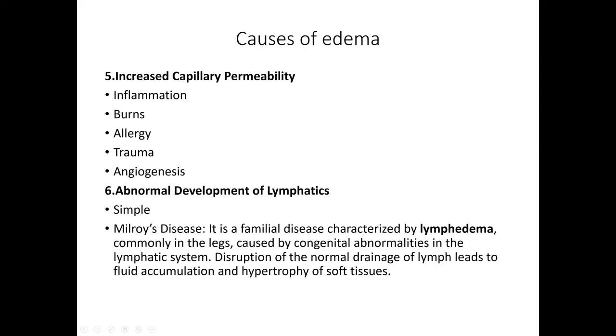Then abnormal development of lymphatics, which may be simple, or there is a disease which is known as Milroy's disease. It is a familial disease characterized by lymphedema, commonly in the legs, caused by congenital abnormalities in the lymphatic system. Disruption of the normal drainage of lymph leads to fluid accumulation and hypertrophy of soft tissues.